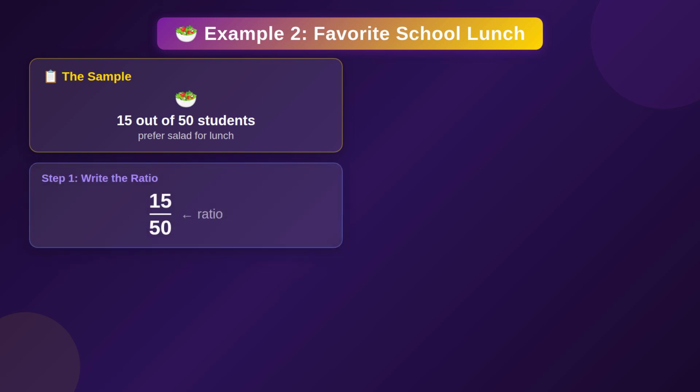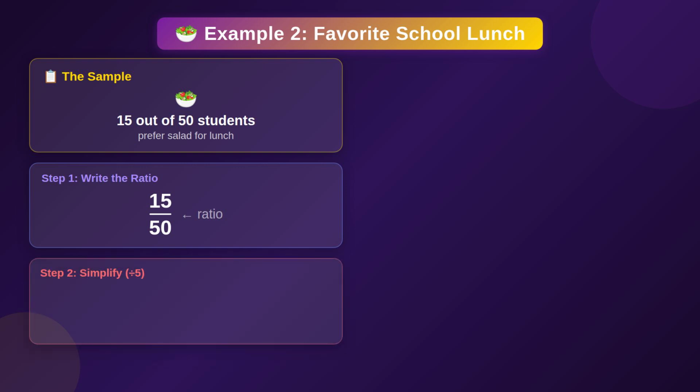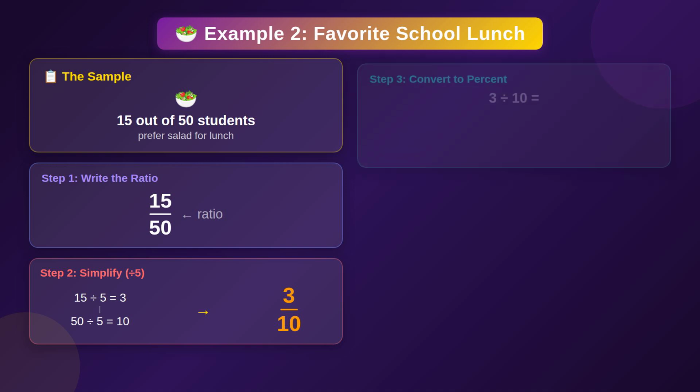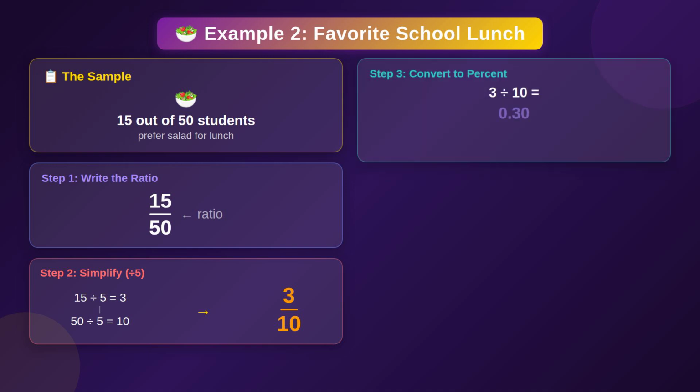A school cafeteria surveys 50 randomly selected students to find out how many prefer salad for lunch. They find that 15 out of 50 students choose salad. First, let's write the ratio, 15 out of 50. Both are divisible by 5.